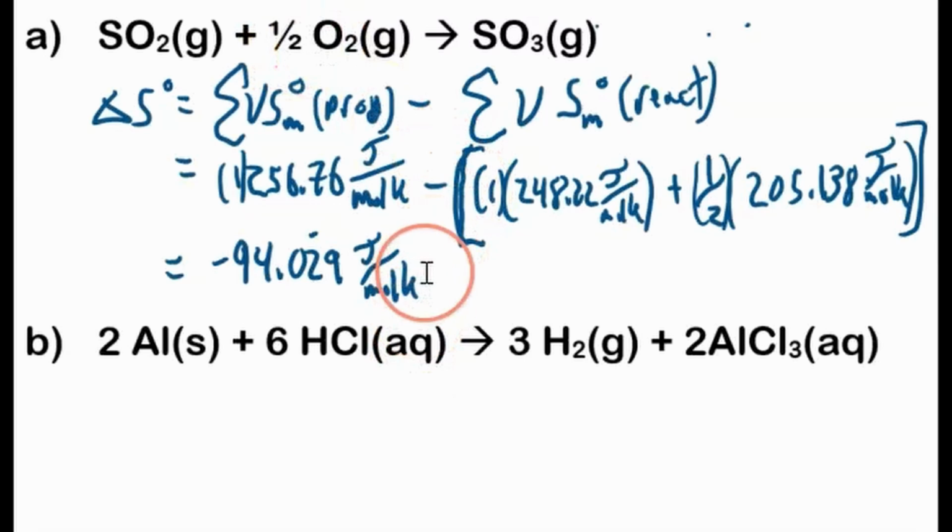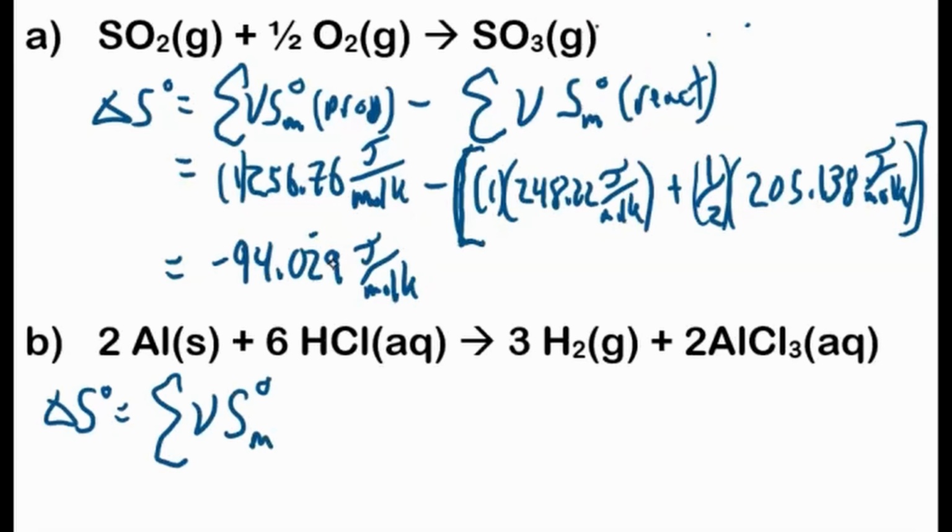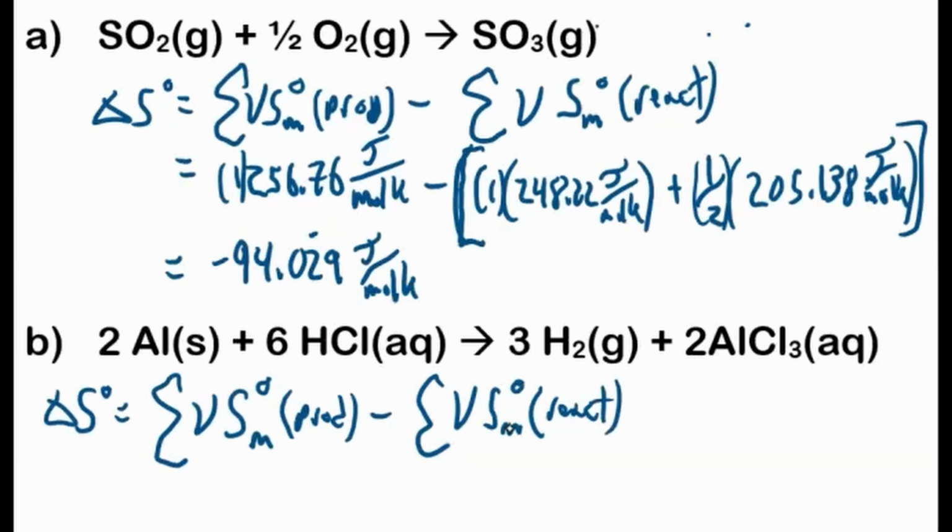Okay, so now we'll do the next one here. And if you're stuck with me, that's good because there are some important parts here that I didn't cover in the first question. But we will set it up as before. So we have the sum of the stoichiometric coefficients times the molar entropies of the products minus the sum of the stoichiometric coefficients times the molar entropies of the reactants.